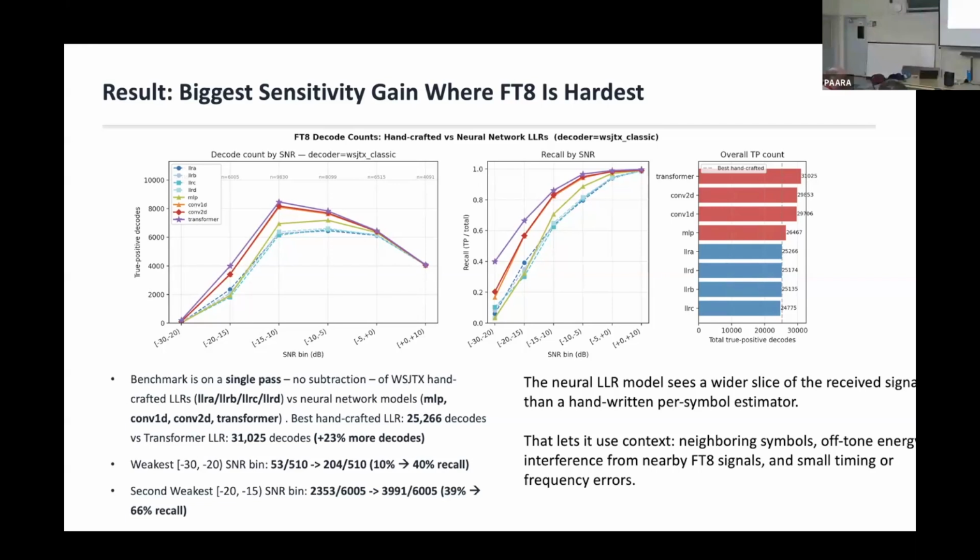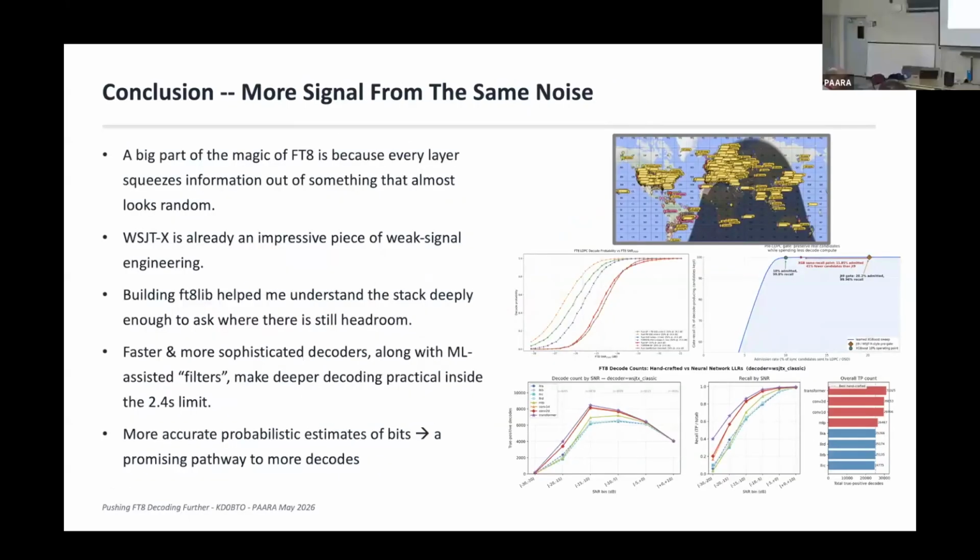potentially better. The biggest jumps are in the very weak signal regime. In the -30 to -20 range, you're getting about 10% recall with the formula, and 40% recall with the neural network. So that's 4 times as many. In the second weakest bin, the -20 to -15 range, you're getting about 39% with the formula, and 66% with the network. So it's less than a factor of 2. That's really exciting, and part of the reason is probably that it's using the context of the whole thing to hopefully counteract fading or interference, or slight errors in the timing and frequency offsets.